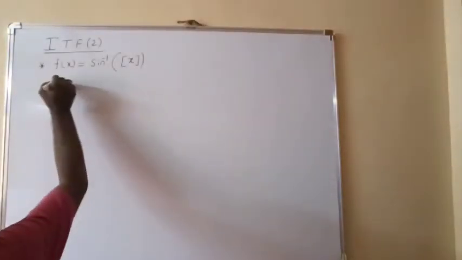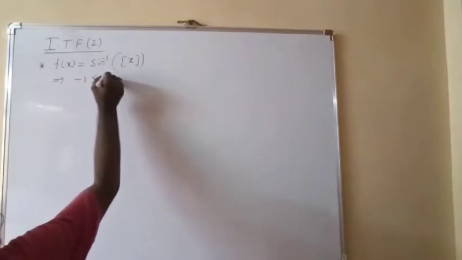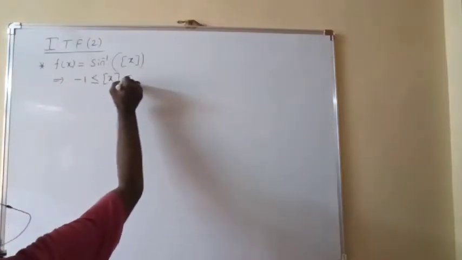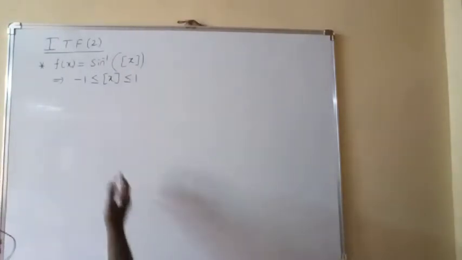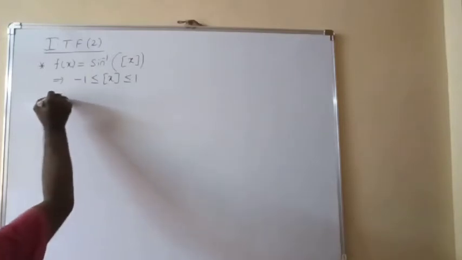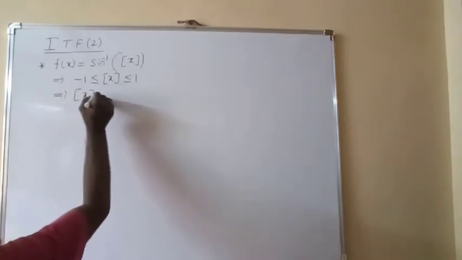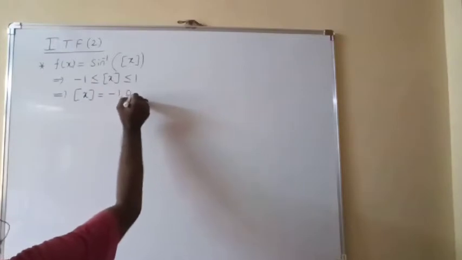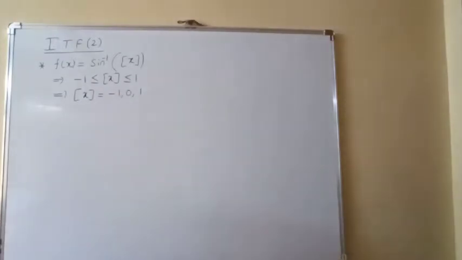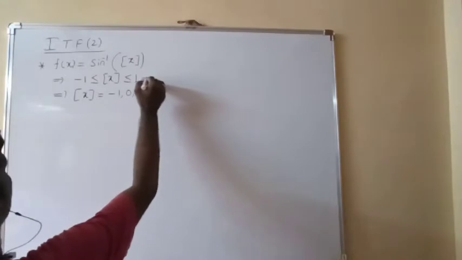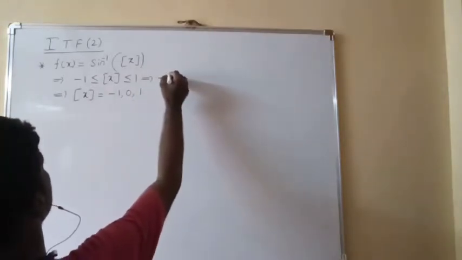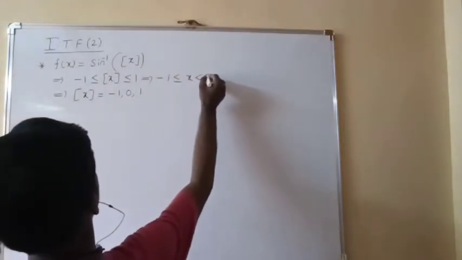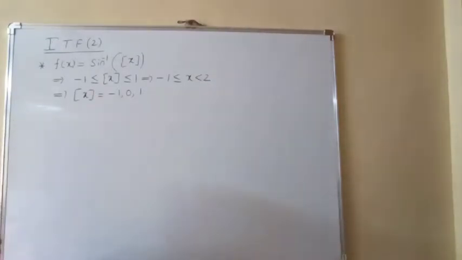So this implies that the function is defined only when step x lies between minus 1 and plus 1. But we know that step x is an integer. So what are the integers in this range? Yes, minus 1, 0, 1. So when step x lies between minus 1 and 1, including minus 1 and plus 1, x must lie between minus 1 and 2, minus 1 included, 2 not included.